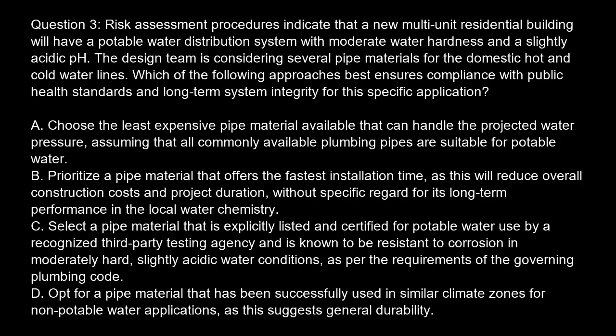Option C. Select a pipe material that is explicitly listed and certified for potable water use by a recognized third-party testing agency, and is known to be resistant to corrosion in moderately hard, slightly acidic water conditions, as per the requirements of the governing plumbing code. Option D. Opt for a pipe material that has been successfully used in similar climate zones for non-potable water applications, as this suggests general durability.